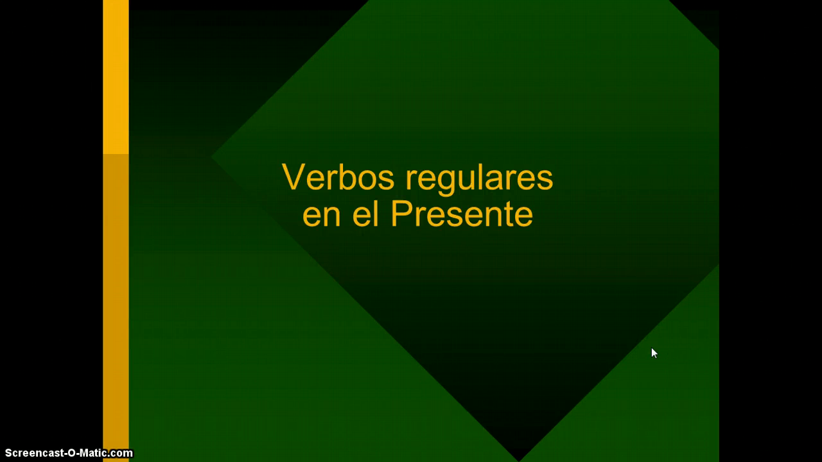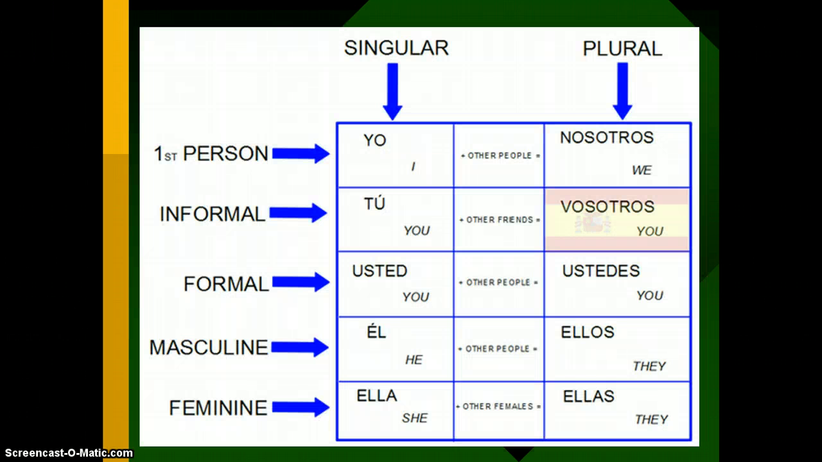Today we'll talk about present tense regular verbs in Spanish. You'll remember from Spanish 1 that verbs are conjugated based on the subject or subject pronoun. Here in the chart you'll see two columns, one for singular subject pronouns and another for the plural subject pronouns. Let's go through these real quick.